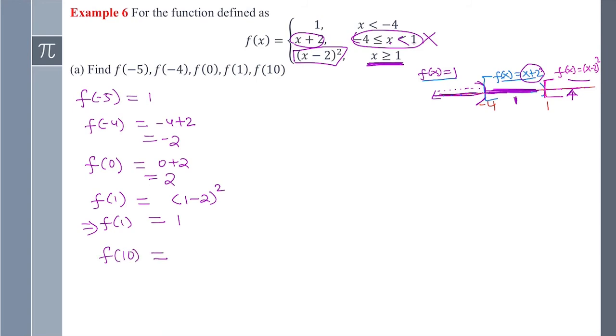Now the last one is f of 10. So f of 10 means again we have to use this last formula. So f of 10 equals (10 minus 2) squared. 10 minus 2 is 8, 8 squared is 64. So f of 10 equals 64. So these are the different values that we were requested to find. So that's how we evaluate a piecewise function. In the next slide, we'll go ahead and graph this piecewise function.